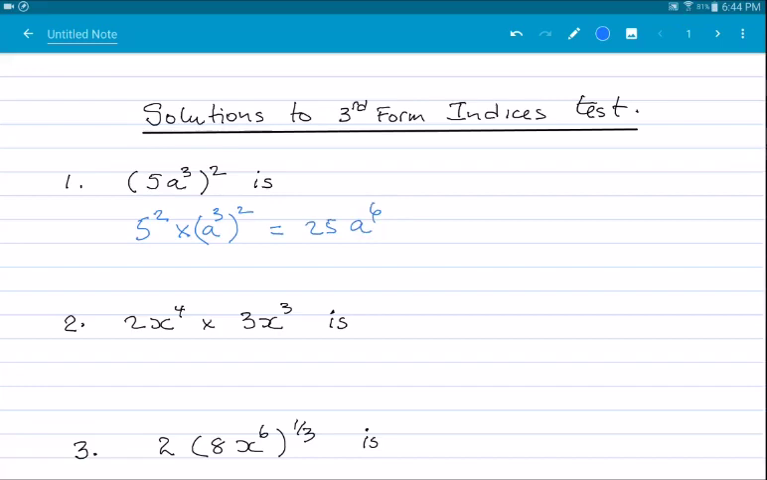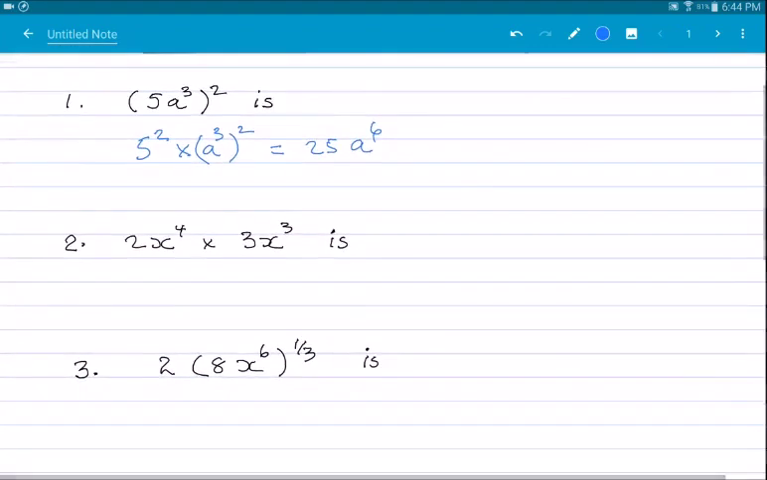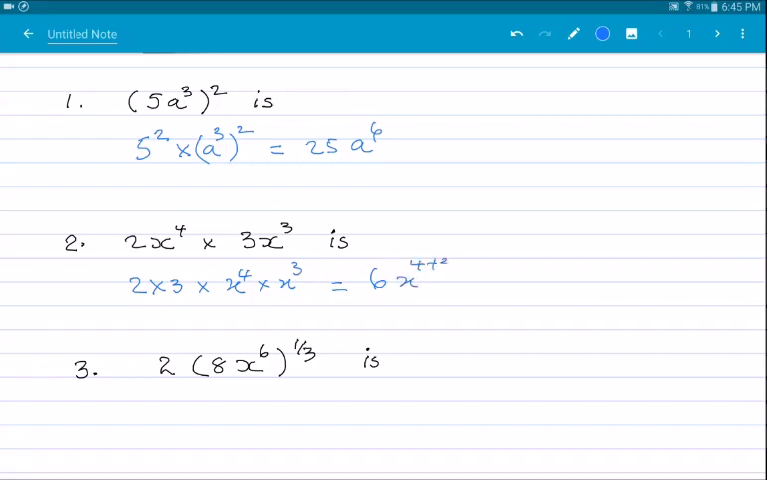Question 2. 2x to the 4th times 3x cubed. Multiply the numbers. 2 times 3 times x to the 4th times x cubed. We get 6, and we know that when we multiply, we add indices. So 4 plus 3. So our answer is 6x to the power 7.